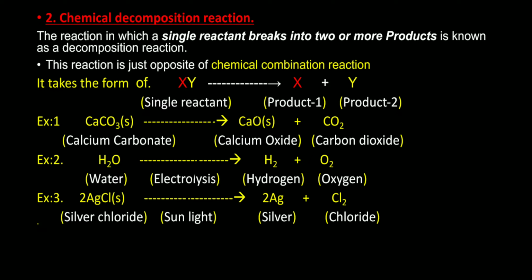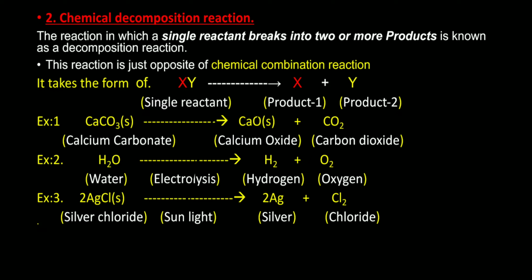Next, I have given three examples here. Example number 1: calcium carbonate, CaCO3, which is in the solid state, breaks down to form calcium oxide, CaO, and carbon dioxide, CO2. Example number 2: H2O, water molecules, break down to form H2 and O2 gas. Water, H2O, gives rise to H2 plus O2. This is not a balanced chemical equation. I didn't balance this equation.